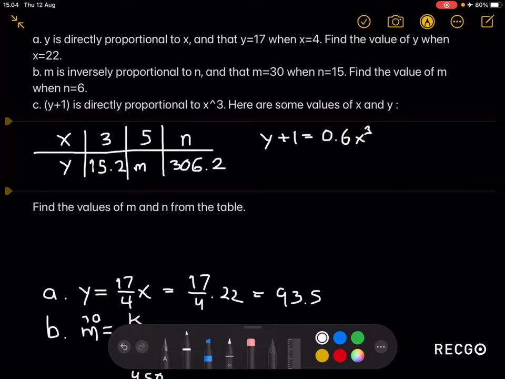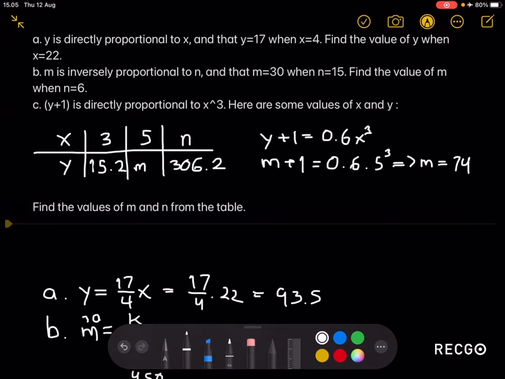To solve for m, we can just substitute the value of x being 5 right here. So let's replace the y, in this case m, so y plus 1 is equal to 0.6 times 5 cubed. And then solving this gives us that m is equal to 74.